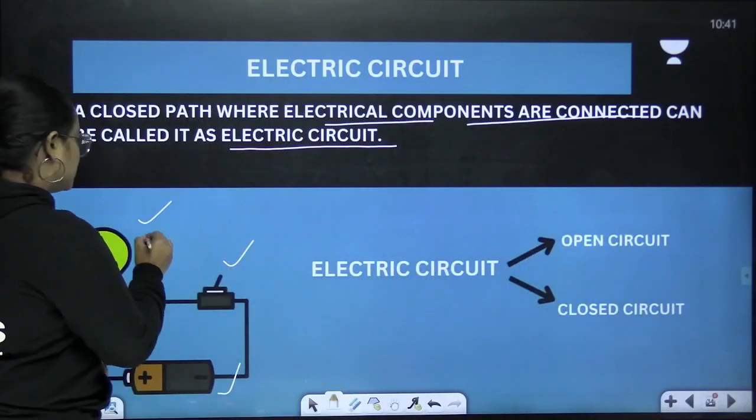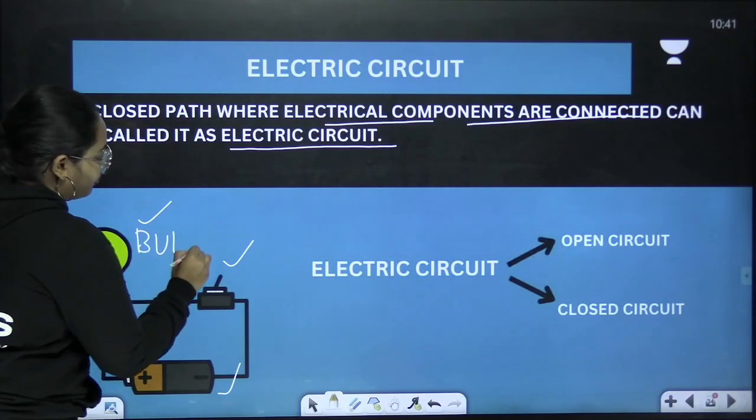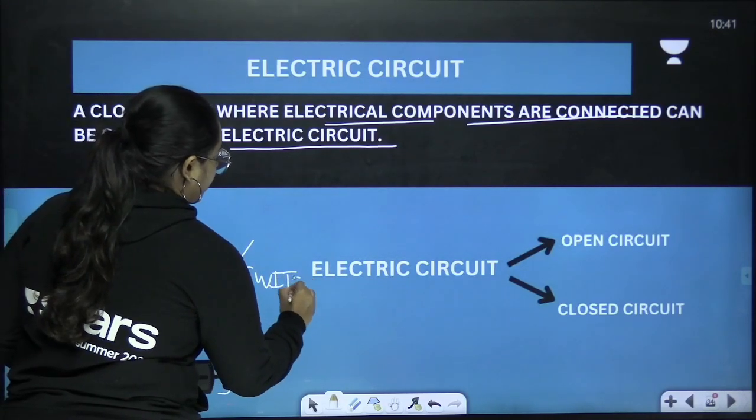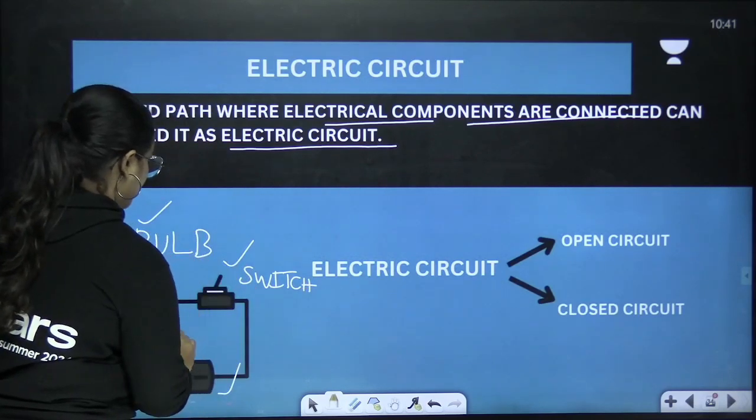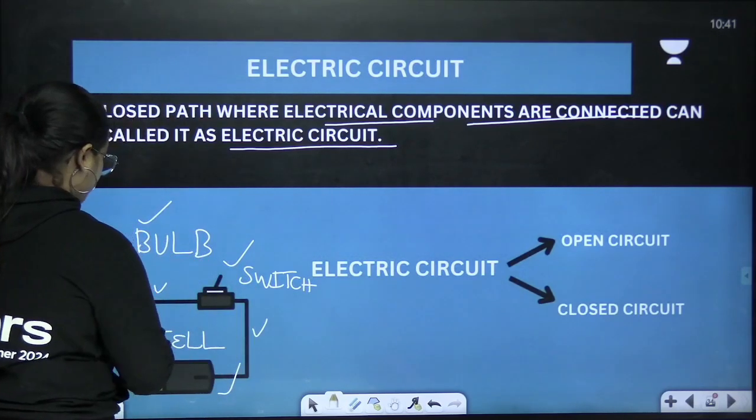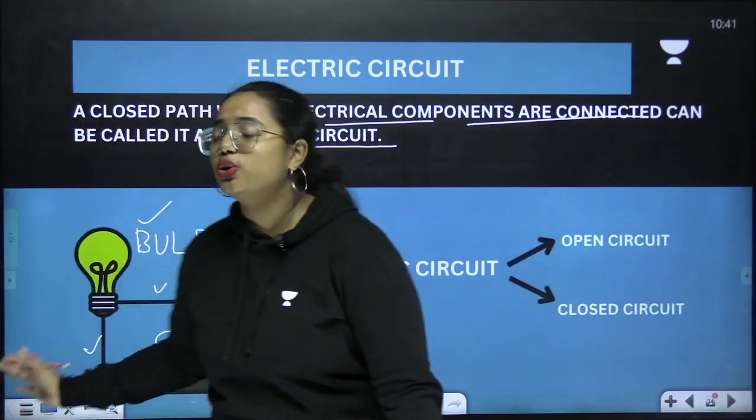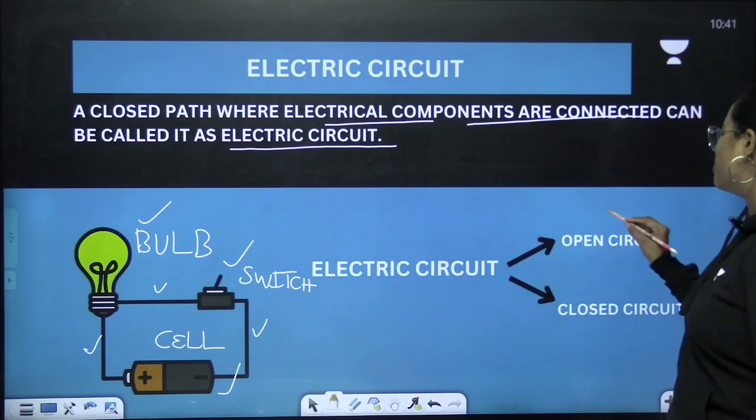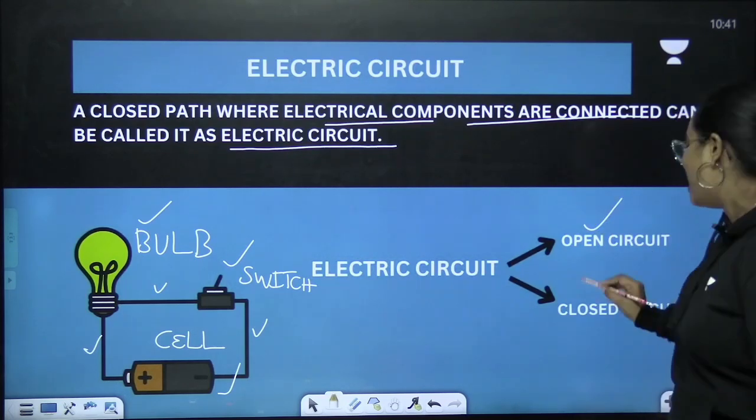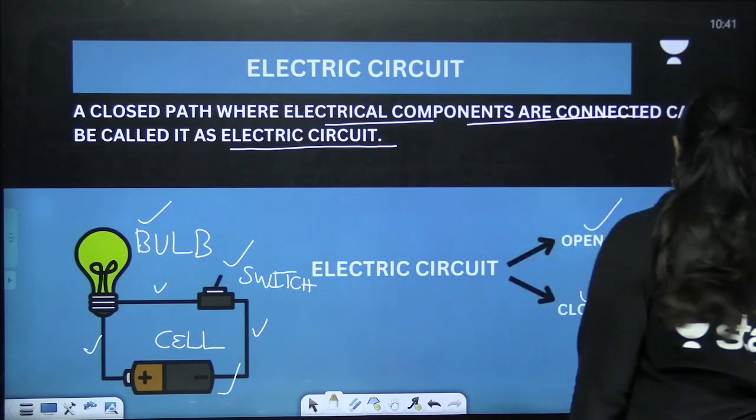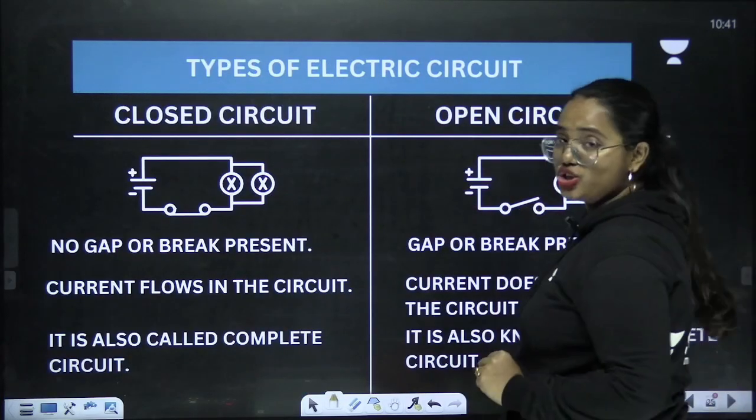So you can see that here we have a bulb. We have a switch, then we have a cell. So these are connected with the help of wires to form a circuit like this. Clear? And these are basically classified into two: open circuit and closed circuit. What are the basic differences between them? For that, we need to analyze the pictures of it.